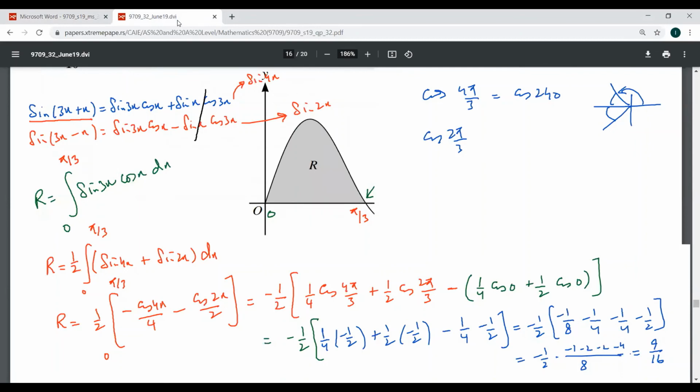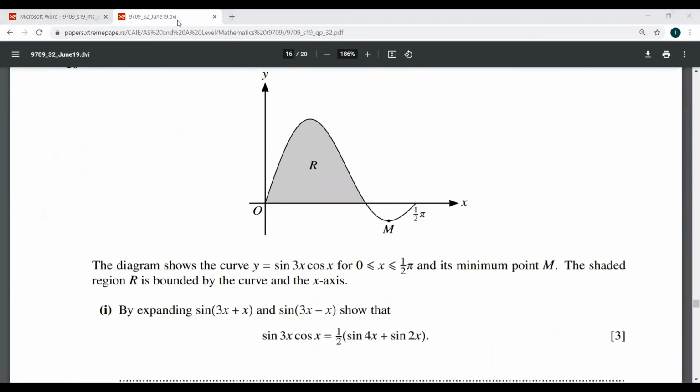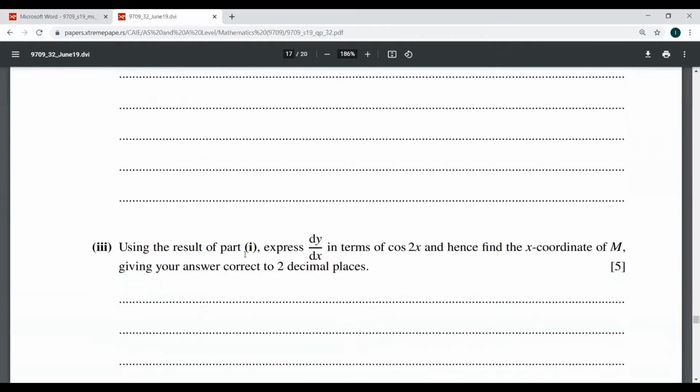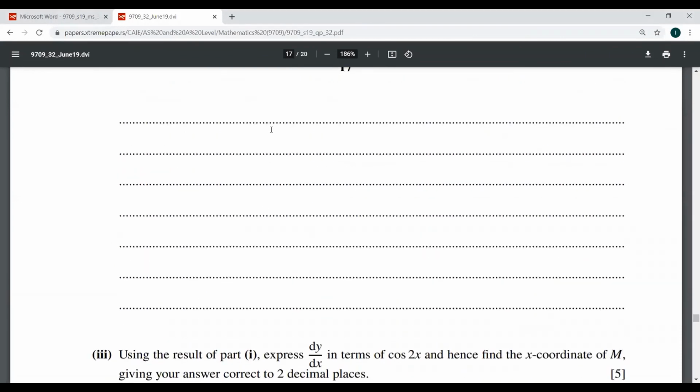In the last part, it says, use the result of part one, express dy by dx in terms of cos 2x, and hence find the x coordinate of M, giving your answer correct to two decimal places. Okay, so, please make me write this. What was that? y equal to half sin 4x plus sin 2x. Okay, so we have to write this in terms of cos 2x.